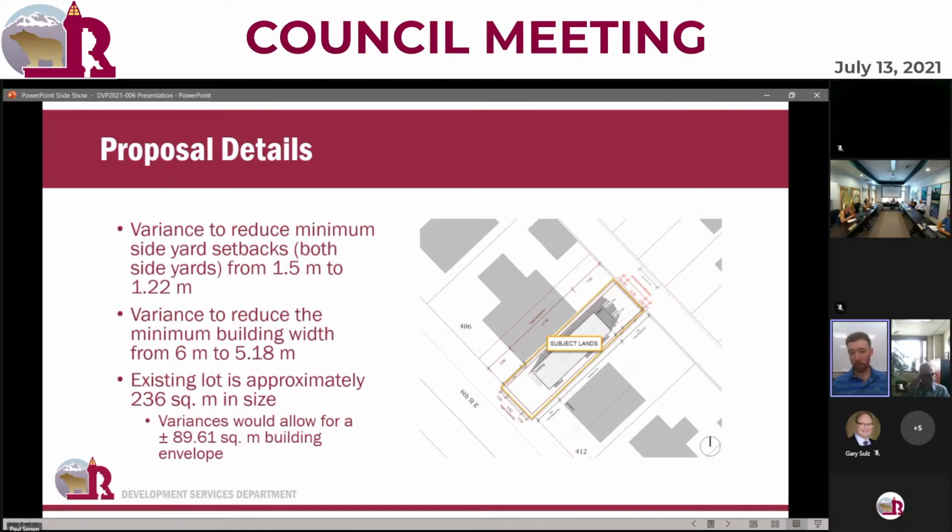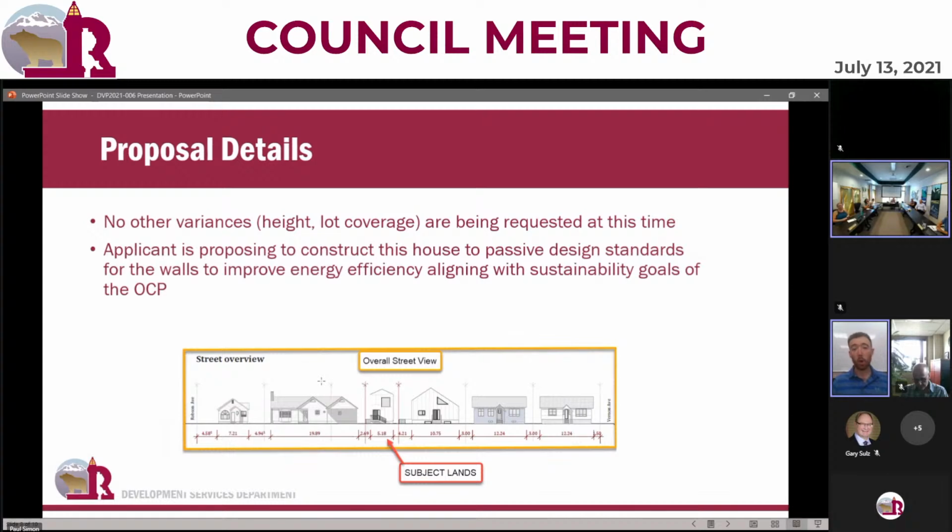Without the variances, building a dwelling to comply with zoning regulations would be impossible because the lot is only about 7.7 meters wide. So when you add up the minimum requirements of 1.5 meter side yard setback requirements and 6 meter minimum dwelling width, it would make it an undevelopable lot. So no other variances are requested with this application.